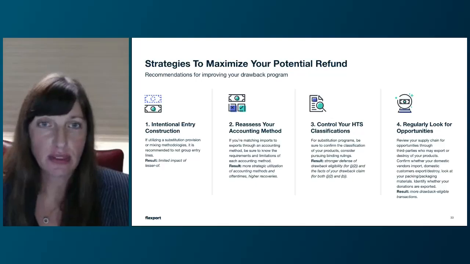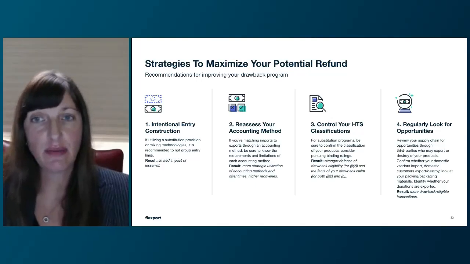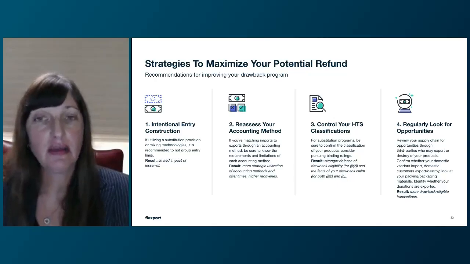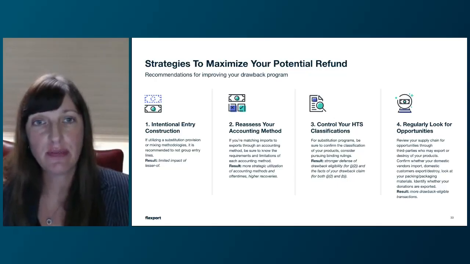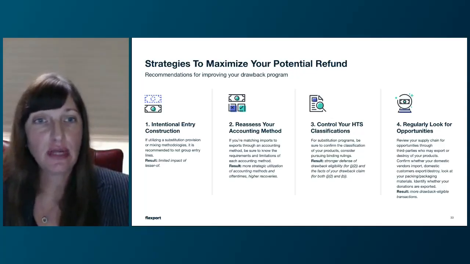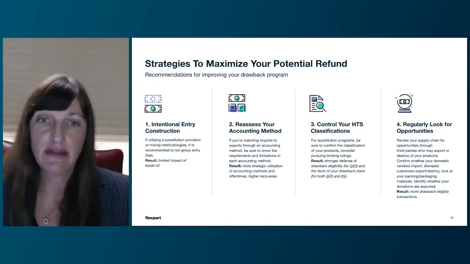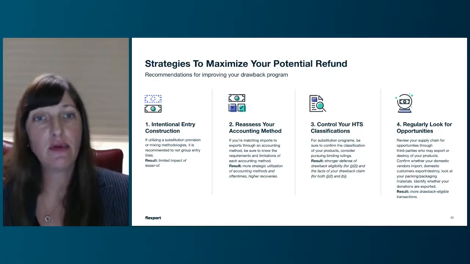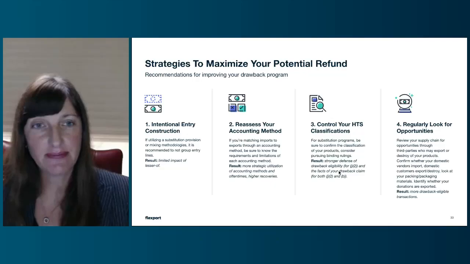Regularly look for opportunities. Review your supply chain for opportunities through third parties who may export or destroy your products. Confirm whether your domestic vendors import or domestic customers export or destroy. Identify whether your donations are exported. Some deep diving of your supply chain may result in more drawback eligible transactions.